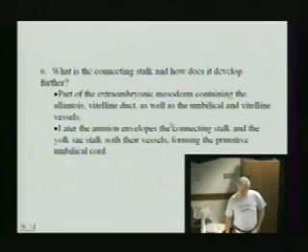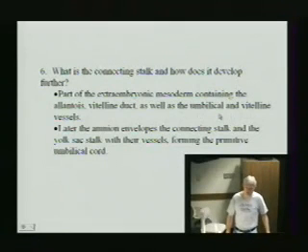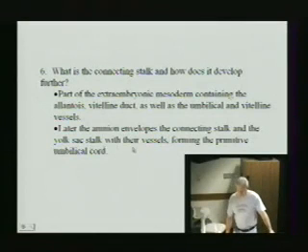So the connecting stalk, what is it and how does it develop further? It's part of that extraembryonic mesoderm that I said. It contains the allantois. We'll see a vitelline duct, and the umbilical and the vitelline vessels will develop within that. And then later the amnion will envelop that connecting stalk and the yolk sac stalk with all of the vessels, of course, forming the primitive umbilical cord.